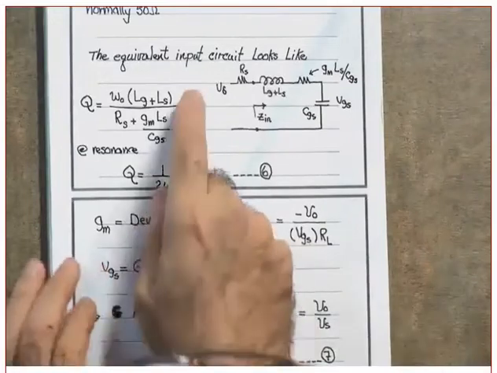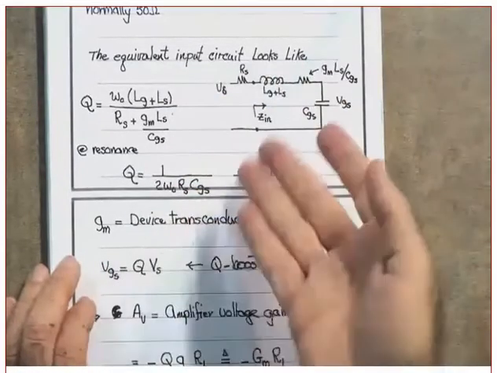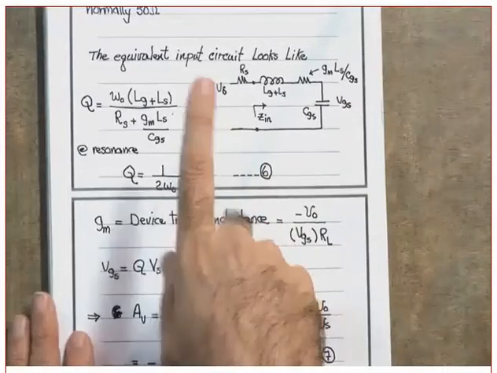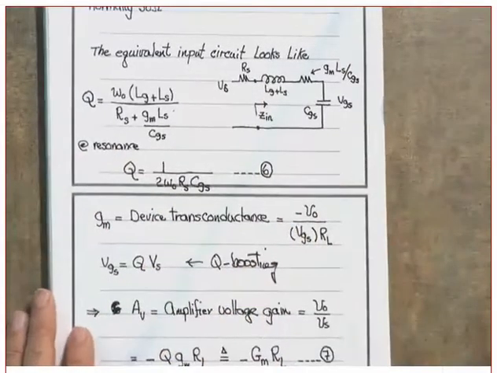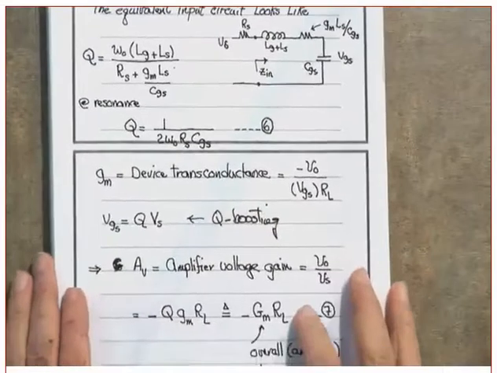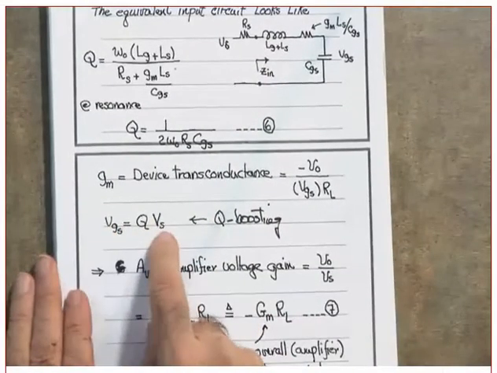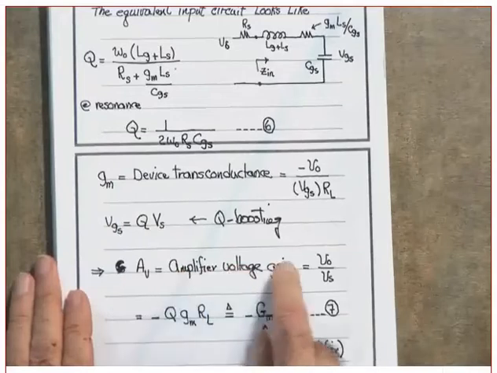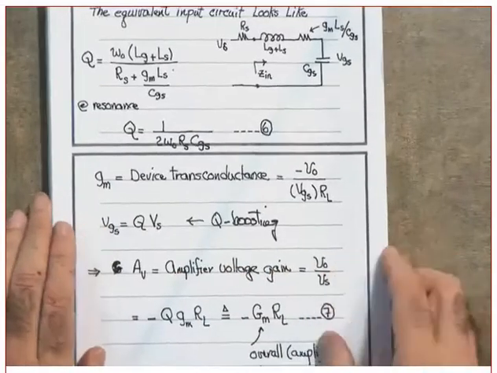Luckily for us, the signal in here is weak. Do we agree? Why? This is the received signal. At the receiver here is a weak signal, which means the peak to peak is very little. Clear? So we have the Q. VGS is equal to Q times VS, which means the voltage gain, the amplifier voltage gain, which is V naught over VS.